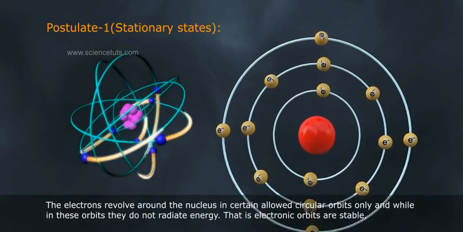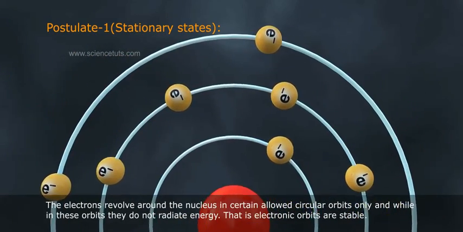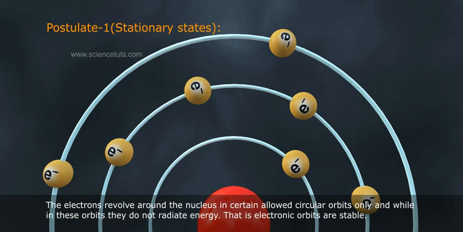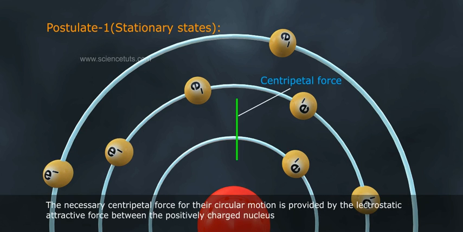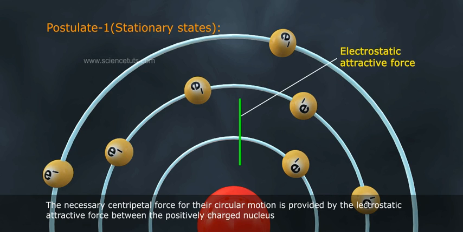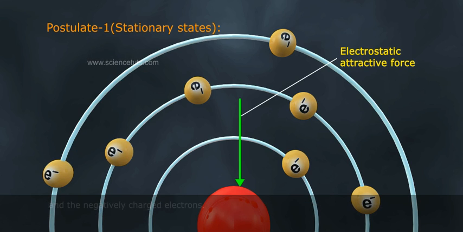Postulate 1. Stationary states. The electrons revolve around the nucleus in certain allowed circular orbits only, and while in these orbits they do not radiate energy, that is, electronic orbits are stable. The necessary centripetal force for their circular motion is provided by the electrostatic attractive force between the positively charged nucleus and the negatively charged electrons.